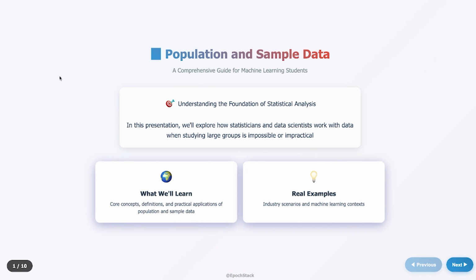So today we are going to learn about the topic called population and sample data. Before beginning with this topic, we should know why we are studying it. For example, you are given a task to figure out the average salary of all the people in your country. Okay, would you be able to do that? That is impossible and impractical.